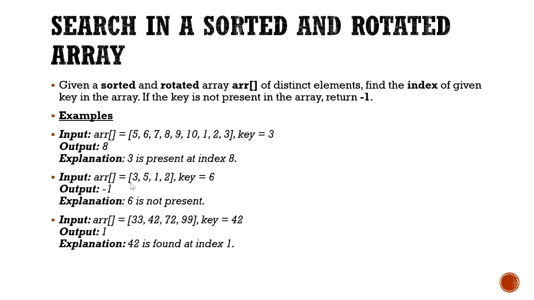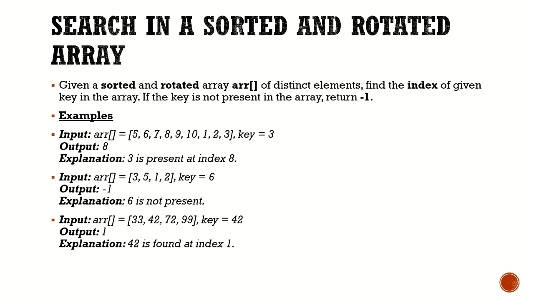Similarly, in the second example we have 3, 5, 1, 2, and the search key is 6. There is no 6 in this sorted and rotated array, hence we are returning -1. In the third example, we have 33, 42, 72, 99, and the key is 42. 33 is at index 0, 42 is at index 1. Hence, the result is 1, and 42 is found at index 1.